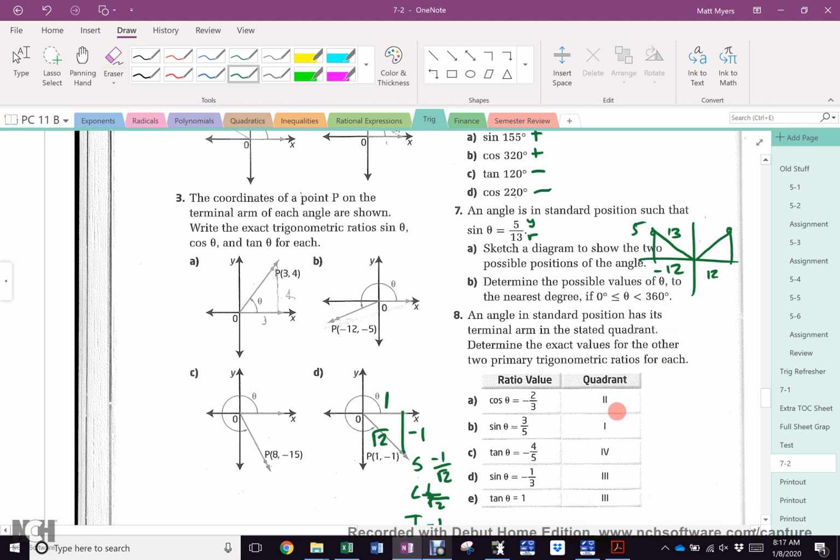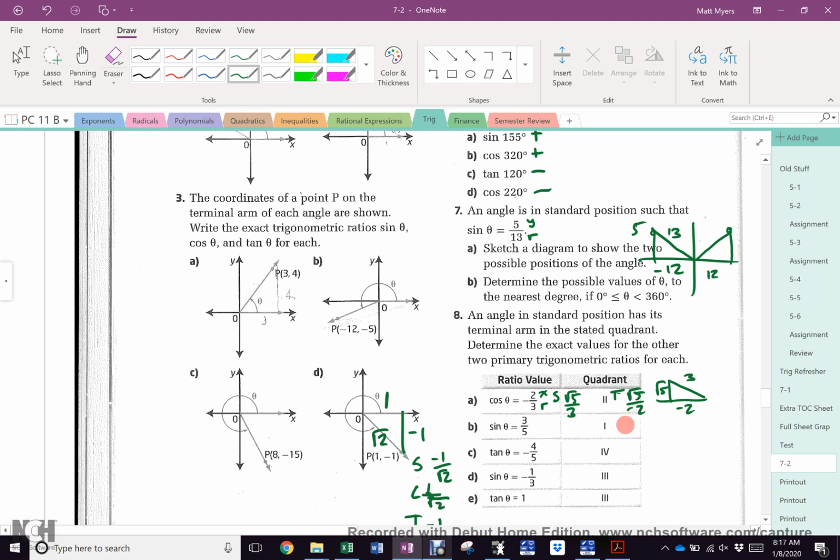Determine exact values for the other two. That's X, that's R. So that would be in quadrant 2. That would look like this. 3, that would be -2. So that would have to be 9 minus 4. That would have to be the root of 5. So sine would be root 5 over 3, and tan would be root 5 over -2. That's how you would do those.